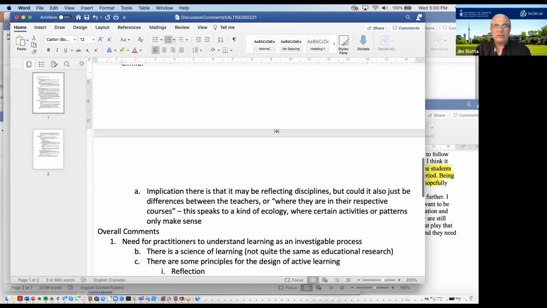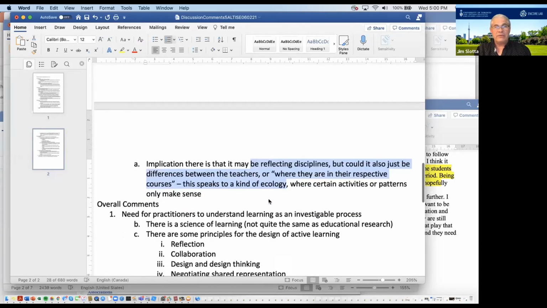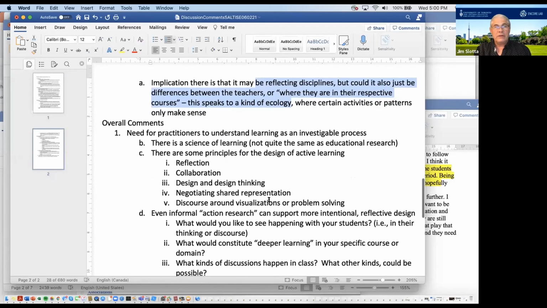Or it could also just be differences between the teachers. So that if you had one teacher that taught both chemistry and physics, they would look quite similar. So it's a really interesting approach, but I think it's important to remember those differences could be from a lot of different reasons.